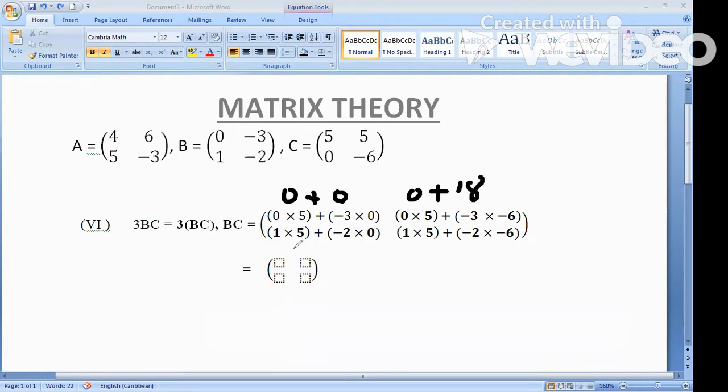What about this one? So that would be 5 plus 0, so that is 5. Yeah, we have this one left to do: 5 and 12 plus 12, because two negatives here give a positive. We get 17. So that's the answer.